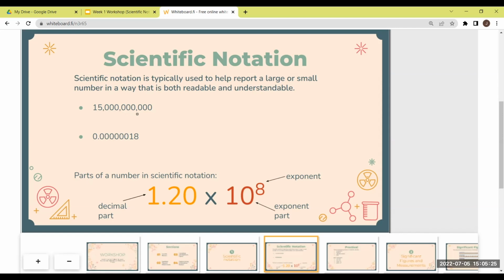So instead, we can condense 15 billion into a small three-digit decimal that is only a few digits long. So we can see this decimal point right here. We can move it 1, 2, 3, 4, 5, 6, 7, 8, 9, and then 10. So we can represent 15 billion as 1.5 times 10 to the 10.